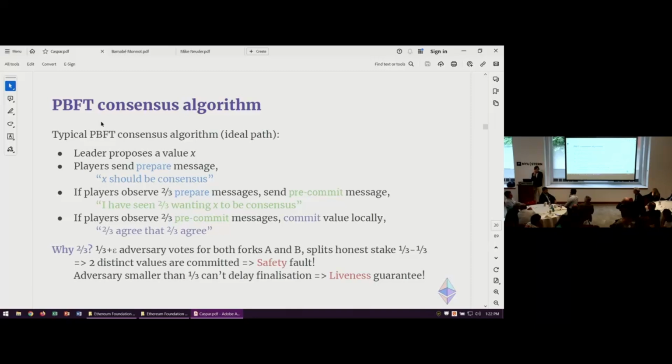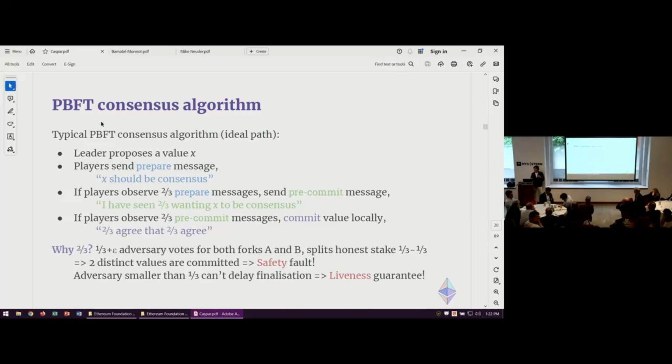A very natural question to ask is, where's this 2/3 coming from? For that, let's look at two scenarios. The short version is you could also consider something final if 80%, but it's a trade-off. So let's look at the trade-off space. The more intuitive, simple one is the liveness guarantee that we're trying to maintain. If an adversary is smaller than 1/3, then they can't delay finalization.